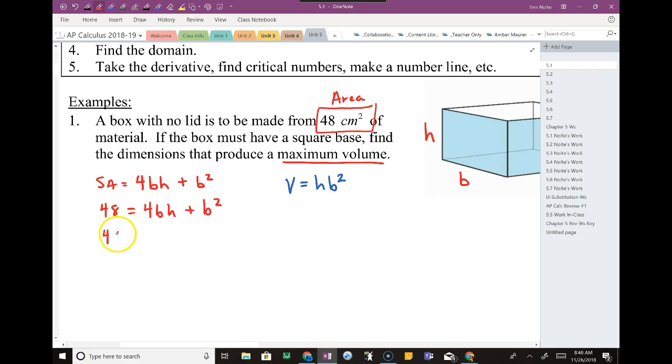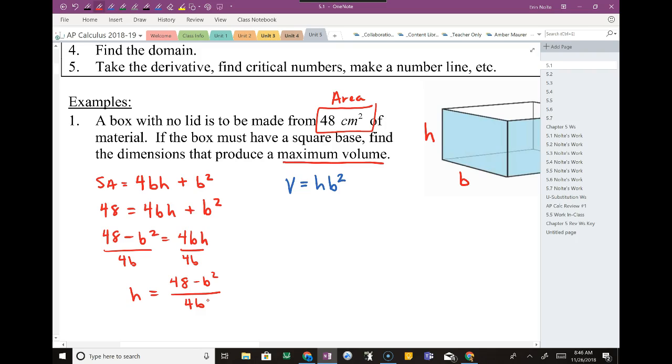So first we would subtract the b squared, right? Okay, then what? Divide by the 4b. Okay, so we know that h is equal to 48 minus b squared over 4b.